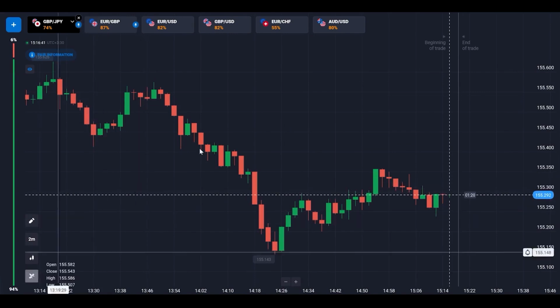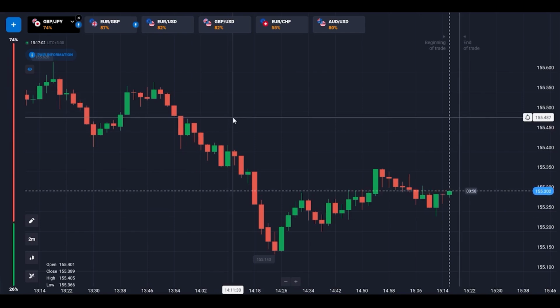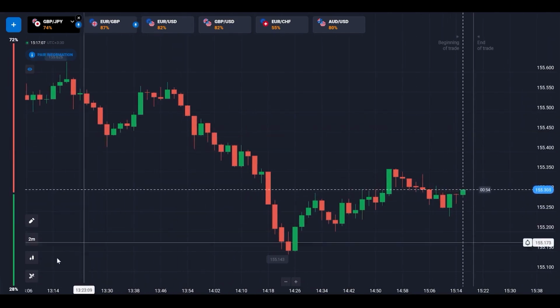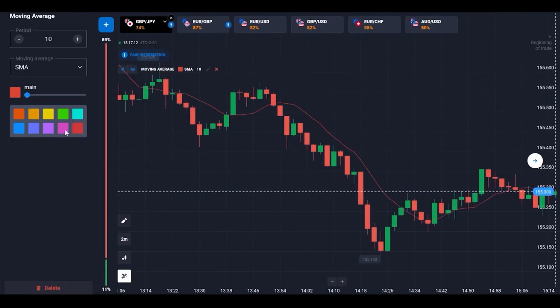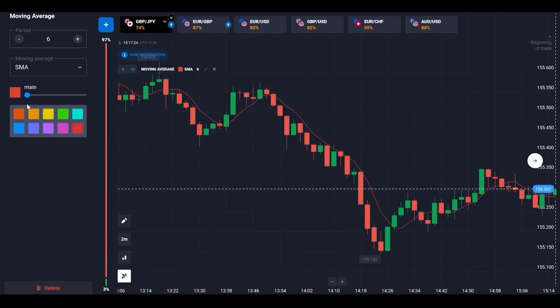I'm going to add 3 moving averages to the chart, and I'll explain the settings step by step so you can follow along. By using these moving averages and trading with the trend, first we select a moving average and set the period to 6. We'll keep it as an SMA, simple moving average. We don't need to change it to EMA or anything else.